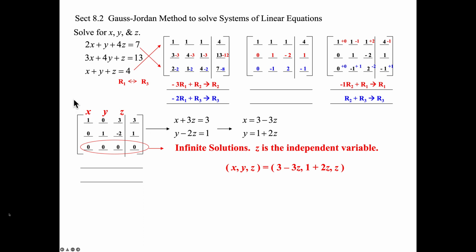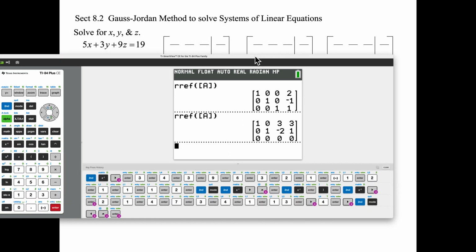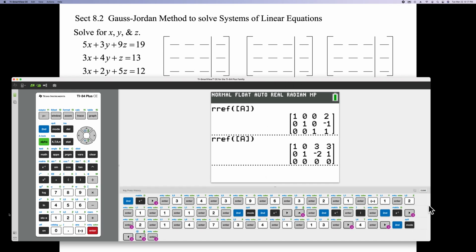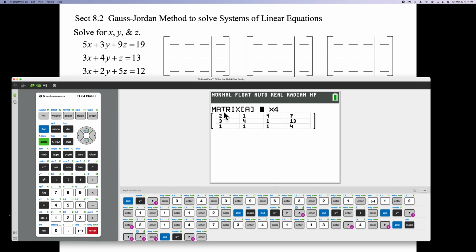Okay, next problem. Let's do this again. Get your calculator, enter those numbers. I'm going to go over to my calculator, probably mess up my screen again, but that's okay, no big deal. We can always adjust it. Second matrix, go edit, enter, change your numbers, edit, edit.